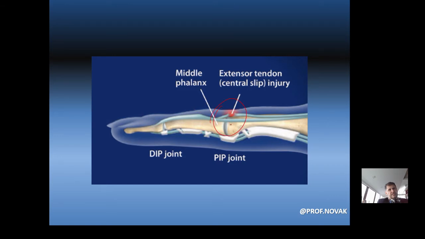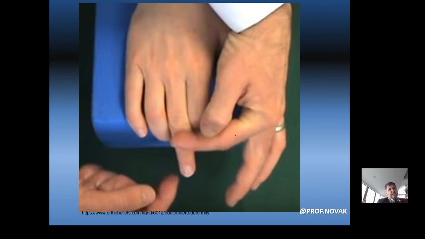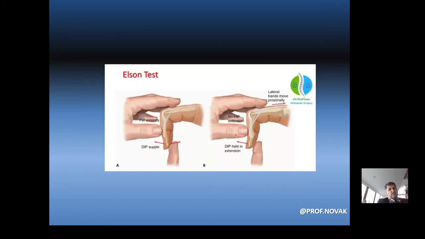Zone 3 extensor injury, otherwise known as Boutonniere deformity, is caused by this disruption of the central slip at the proximal interphalangeal joint, exactly as you can see here. Then, absent or weak active extension of the PIP is a positive finding. This can be assessed by the Elson test, and active extension is retained at first by the lateral bands, but the head of the proximal phalanx eventually goes through the central slip, leading to migration of the lateral bands, as you can see here, the bands.